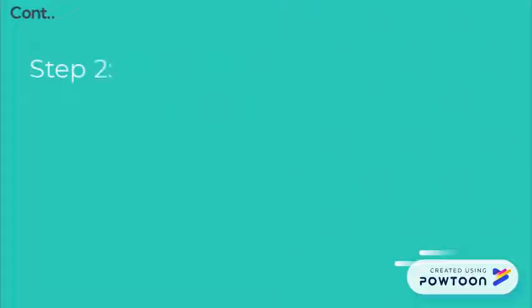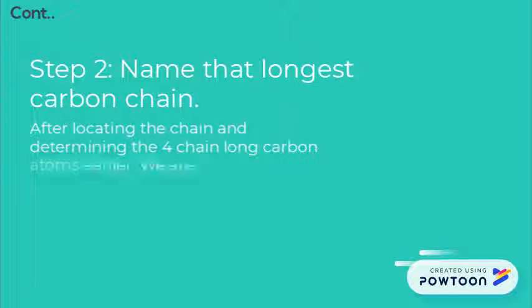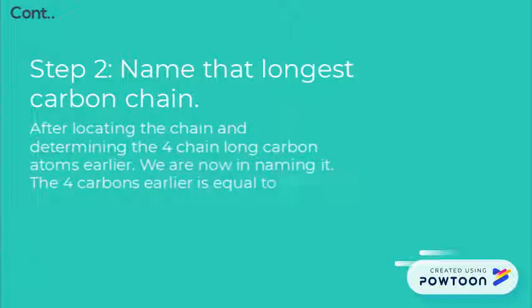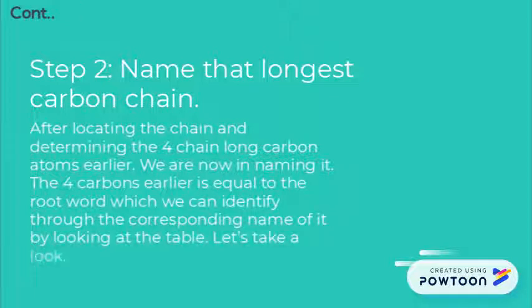Step 2. Name that longest carbon chain. After locating the chain and determining the 4-chain long carbon atoms earlier, we are now in naming it. The 4 carbons earlier is equal to the root word, which we can identify through the corresponding name of it by looking at the table. Let's take a look.